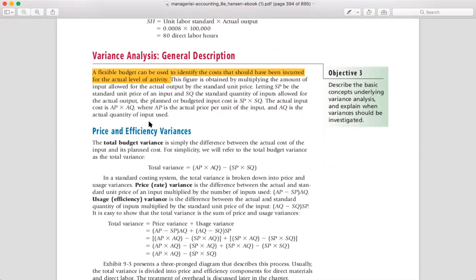Now let's have a look. The actual price is AP, and also standard price, standard quantity, and the actual quantity, the actual quantity that was used. The actual price is the price per unit of the input. Now let's have a look at the price and efficiency variance. For favorable and unfavorable, I think you already got the idea about this one, right? Now let's have a look at the price variance.